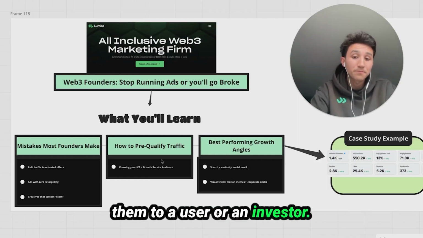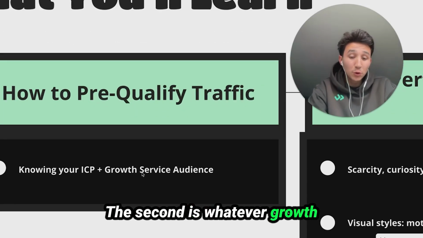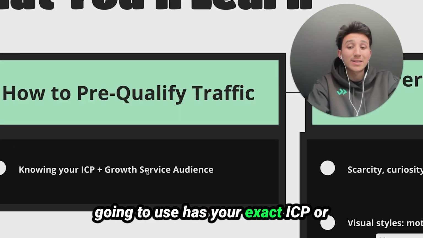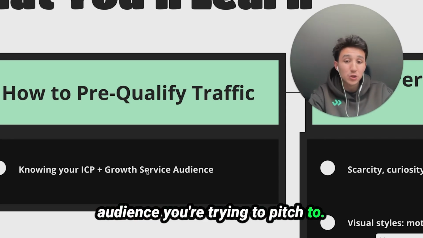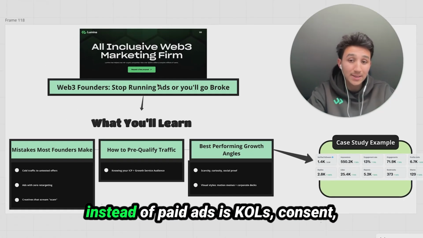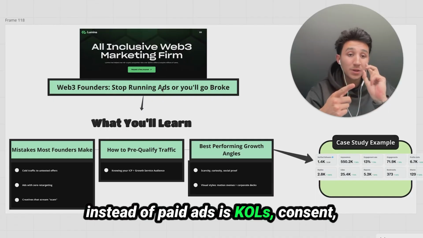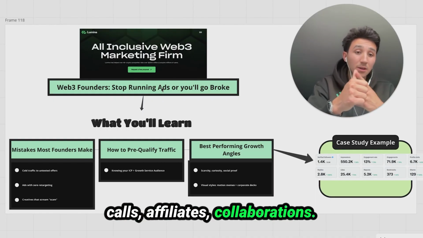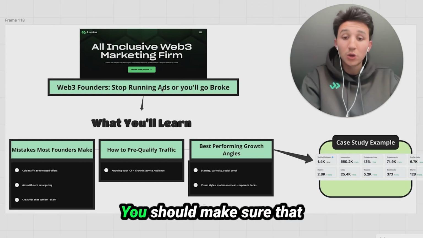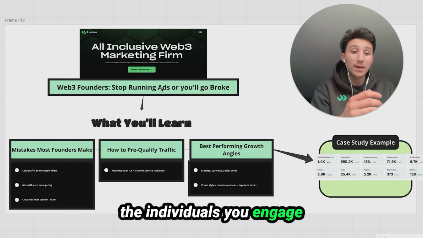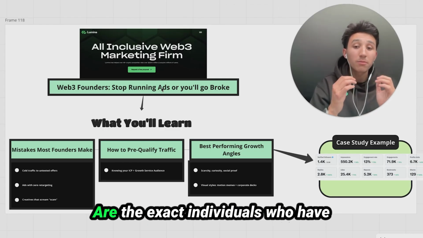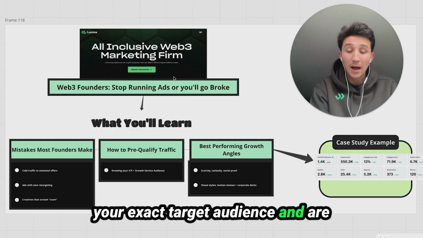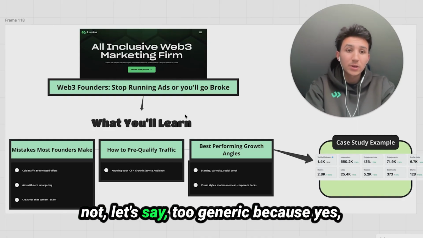user or an investor. The second is, whatever growth service you use, you should make sure that the growth service you're going to use has your exact ICP or audience you're trying to pitch to. So a service you should be using instead of paid ads is KOLs, content creators, ambassadors, alpha calls, affiliates, collaborations, the list goes on. You should make sure that the individuals you engage with during these campaigns are the exact individuals who have your exact target audience and are not, let's say, too generic.